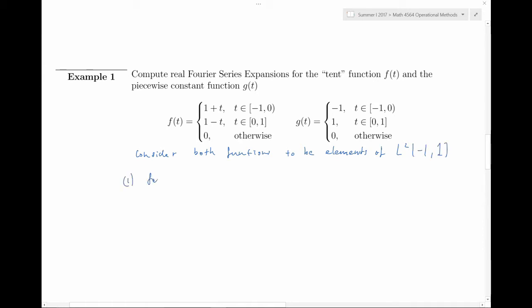So for the function f, we have that a0 is just the integral from -1 to 1 divided by 2, because L is 2, the integral of f of t times 1 dt, and that integral is simply 1/2 times 1, it's just 1/2.